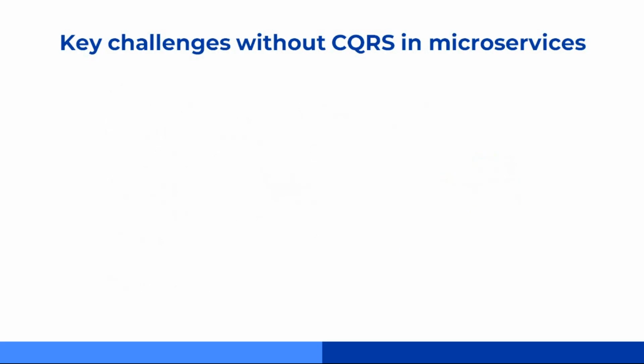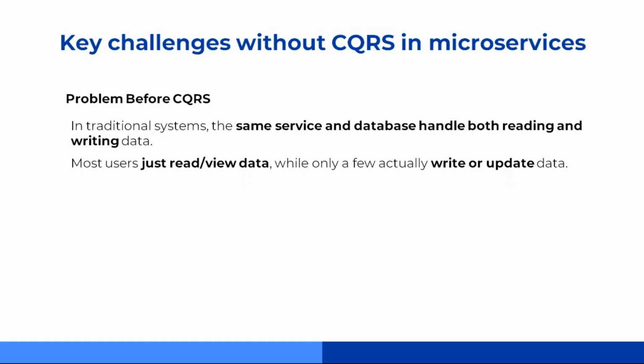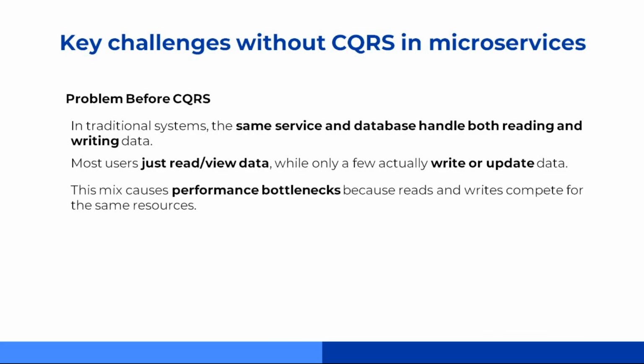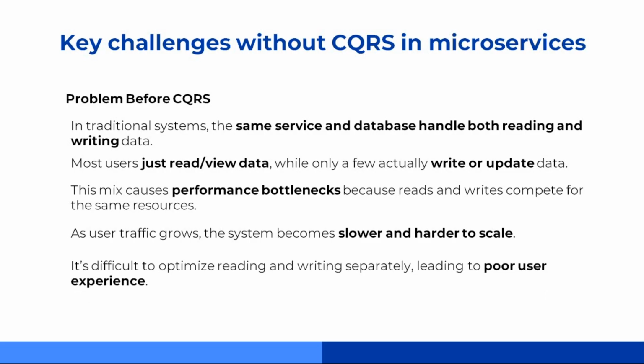Alright, let's quickly summarize the problem before CQRS. In traditional systems, the same service and the same database handle both reading and writing data. But here's the catch. Most users are just reading or viewing data, while only a few are actually writing or updating it. This mix creates performance bottlenecks because reads and writes are competing for the same resources. As user traffic grows, the whole system slows down and scaling becomes really difficult. And since you can't optimize reading and writing separately, the overall user experience starts to suffer.